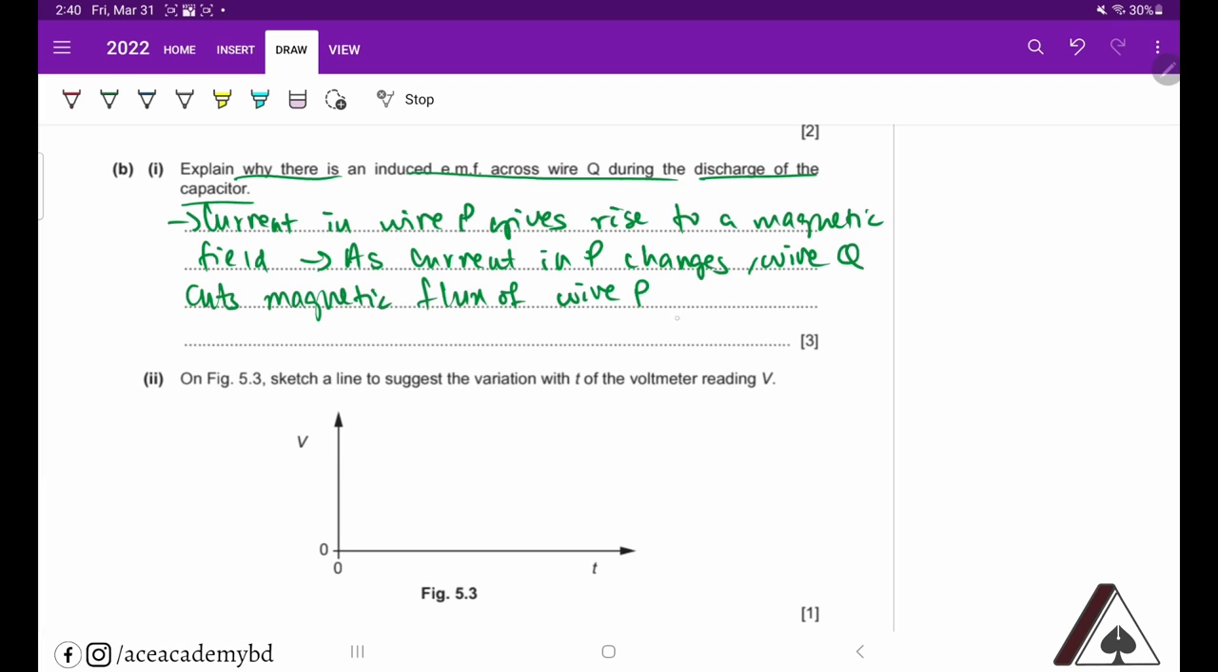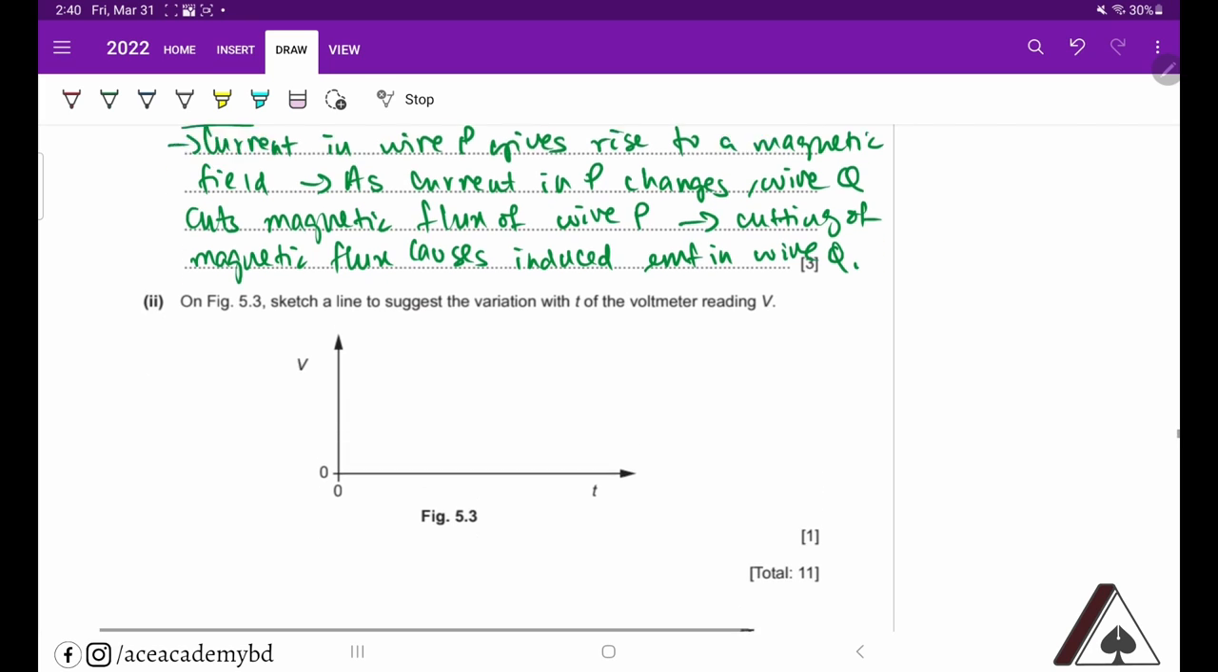And this basically cutting of magnetic flux causes an EMF to be induced across wire Q. Okay, so this cutting of magnetic flux causes induced EMF. Okay, so that's the explanation which you have to write down for this question to score full marks.